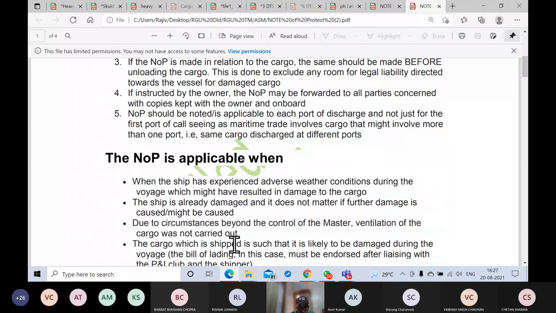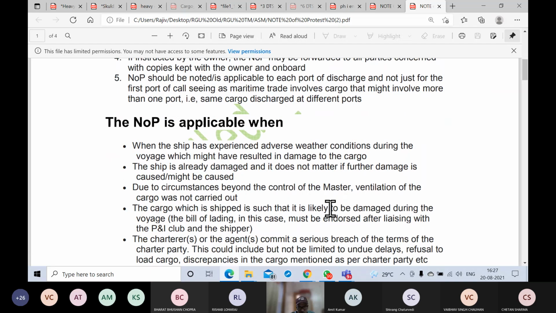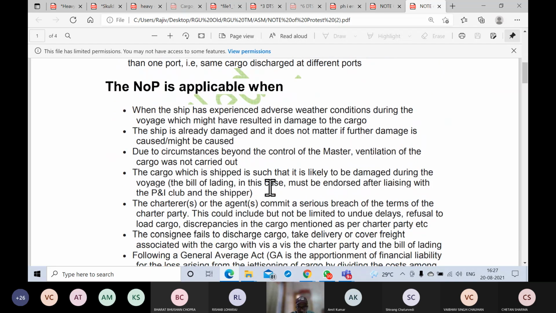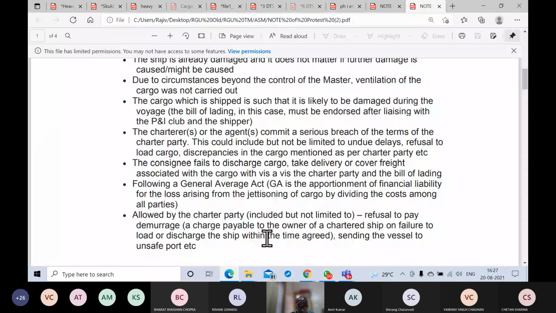Please remember, the most common issue is when the vessel has experienced adverse weather, which might have resulted in damage to cargo. Cargo is shipped in such a condition that it is likely to be damaged during the voyage. Then also NOP can be given.